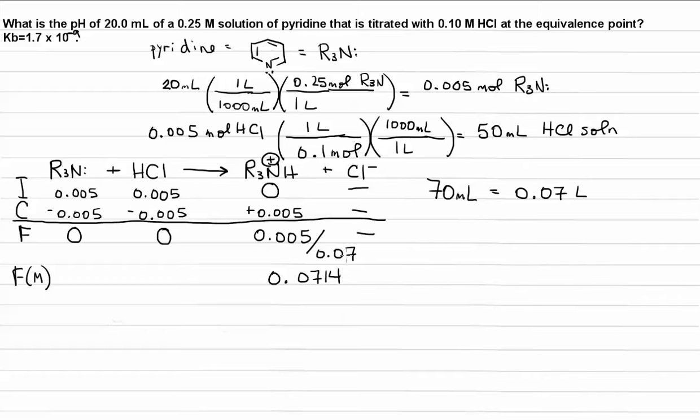Now, we have to analyze this in order to tell what our pH is even going to be. Is it going to be an acid, a base, or is this a buffer? Well, the answer to that is that this is an acid.